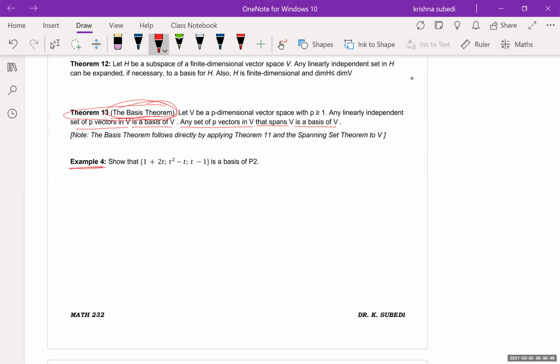So example 4: show that the set of vectors is a basis of P2. Okay, we need to show that it is a basis of P2.